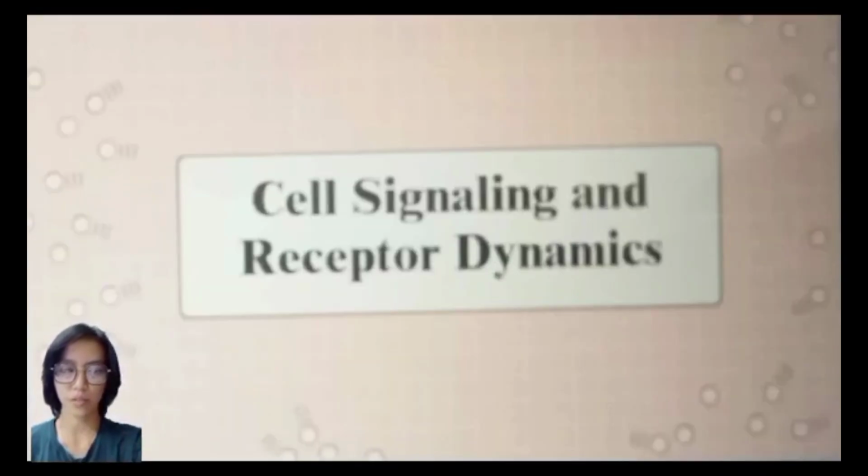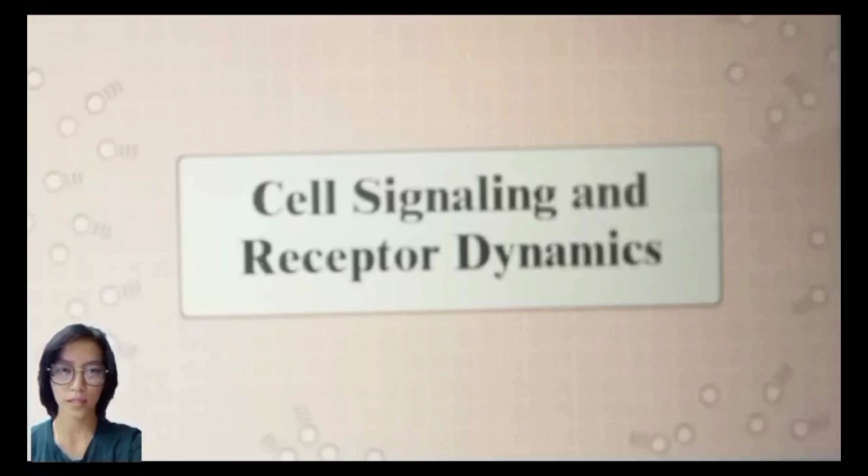Cell signaling and receptor dynamics. FRAP is applied to investigate the behavior and trafficking of receptors, signaling molecules, and other components involved in cellular signaling pathways. It helps in understanding the kinetics of receptor-ligand interactions and signaling complex formation.